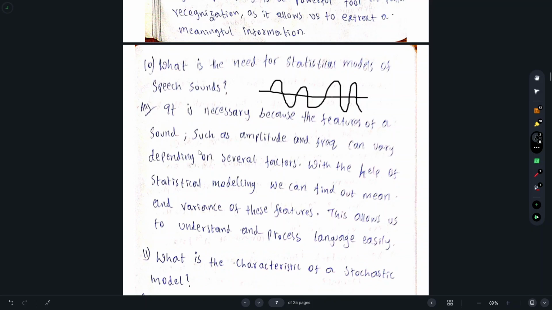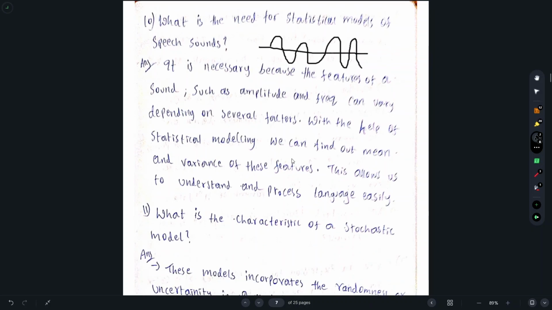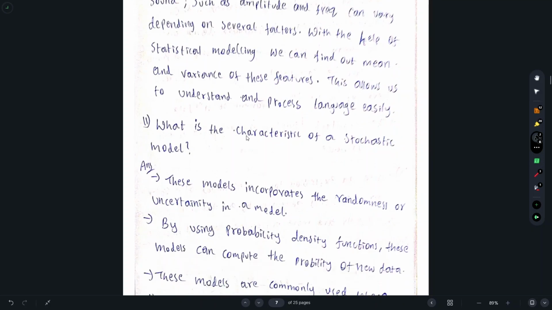So it is necessary because the features of a sound such as amplitude and frequency can vary depending upon several factors. So with the help of statistical modeling we can find out the mean and variance of these features. This allows us to understand the process of language easily. So with the help of this graph we can easily guess the alphabets.